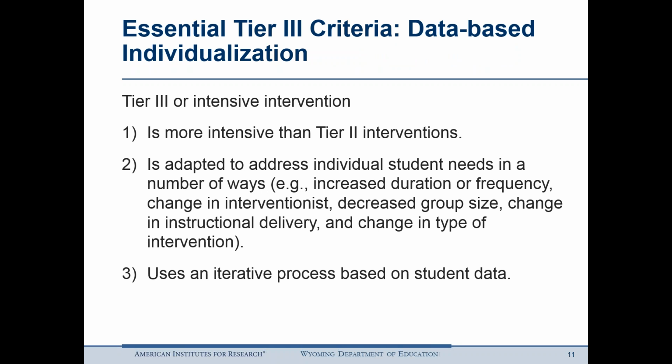The essential criteria include data-based individualization. When we think about Tier III, we see that it's more intensive than Tier II interventions. It is adapted to address students' needs in a number of ways, which could be quantitative, increasing the duration or frequency, but it could also be qualitative, which means we change the intervention or the nature of instruction. Tier III, or intensive intervention, uses an iterative process based on data. We'll talk about a problem-solving approach to use during this iterative process.